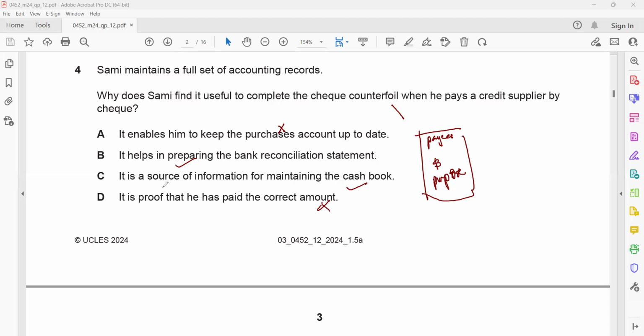So either B or C. But which one that we are more suitable to use? Because this is a first recording, so we can use it to record the cash book. So this is more appropriate.